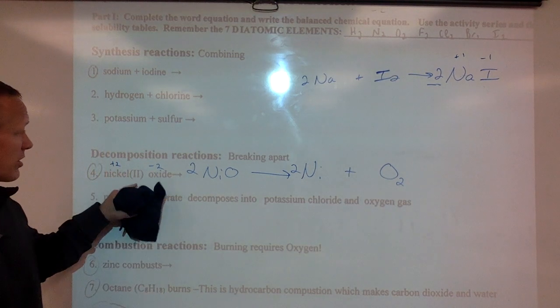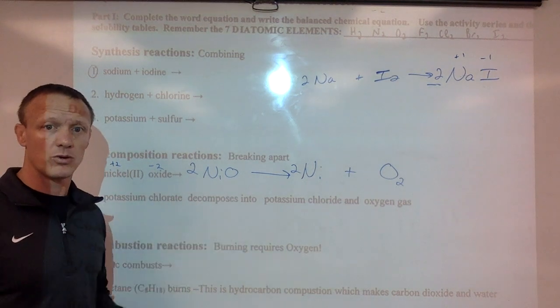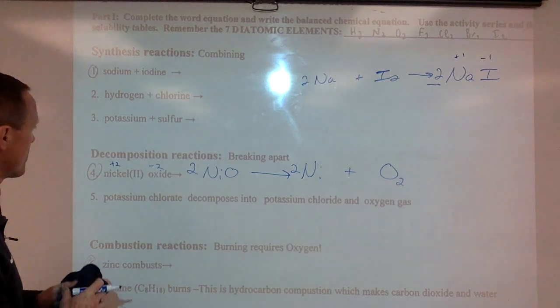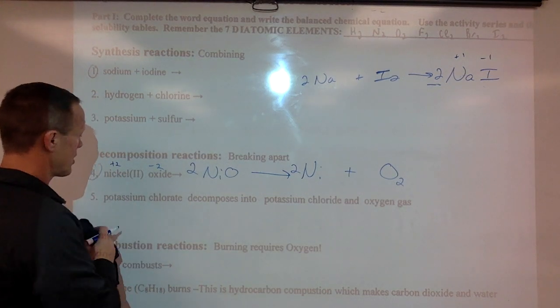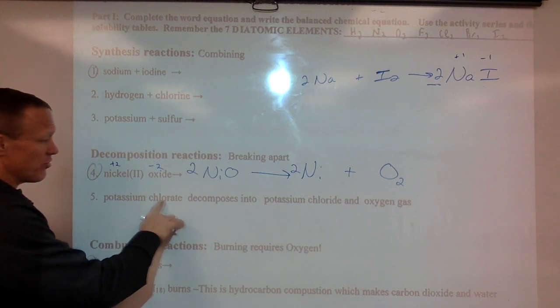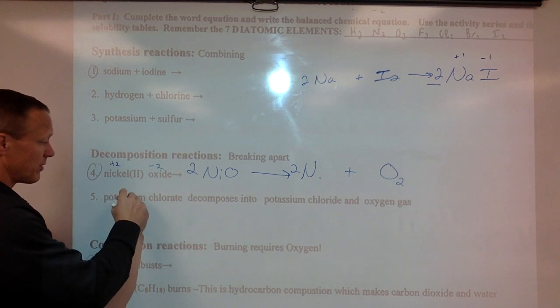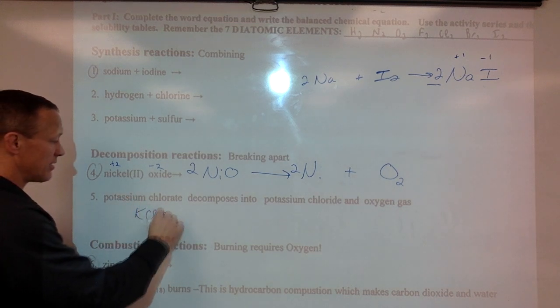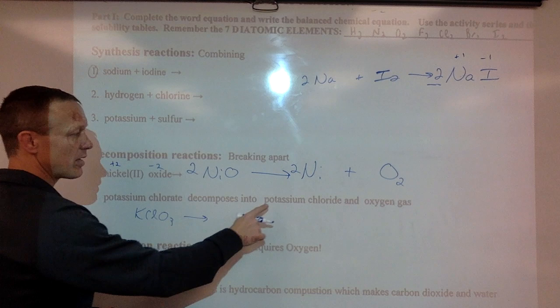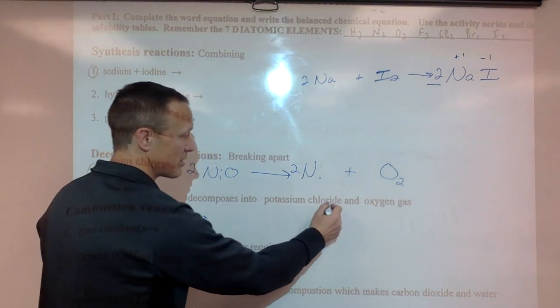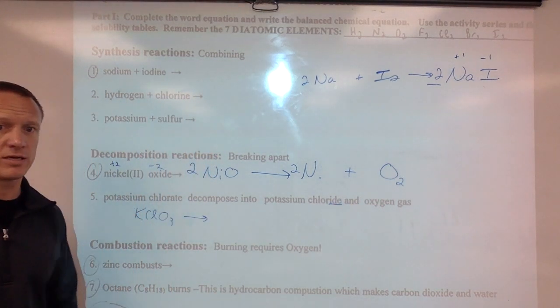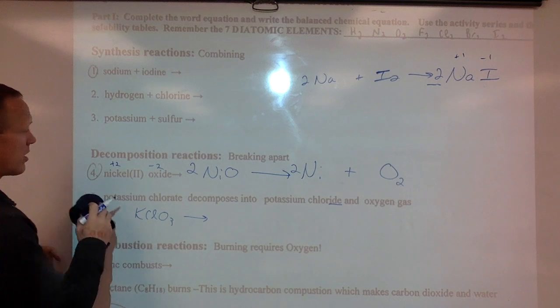So if it just gives you a compound, you're going to split it apart into the 2 elements it's made of. When you do this one, it's telling you have potassium chlorate. So this one, just so you know, will be KClO3 decomposing. It tells you potassium chloride and oxygen gas. Be careful, potassium chloride is a little bit different from there.